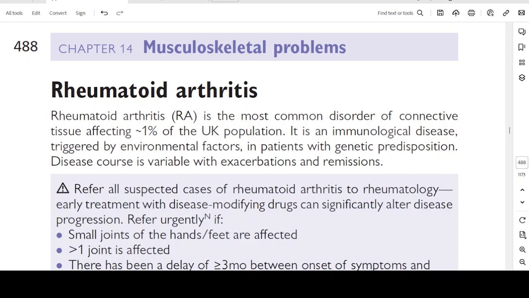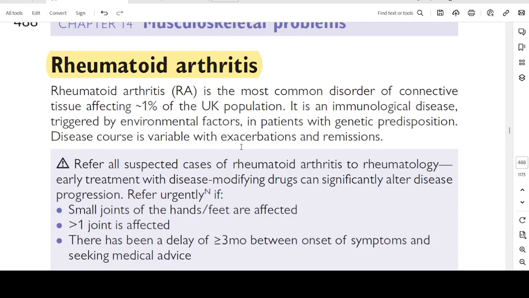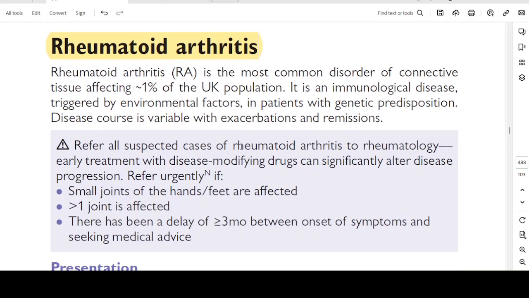Today is the 25th day of reading Oxford Handbook of General Practice, and we were reading at page number 488. Our topic for discussion today is musculoskeletal problems, rheumatoid, and chapter 11. Our current topic is rheumatoid arthritis. Let's start reading. Rheumatoid arthritis is the most common disorder of connective tissue affecting 1% of the UK population.